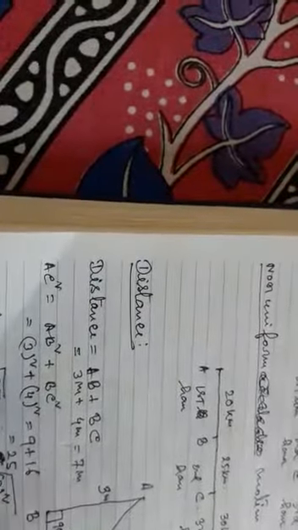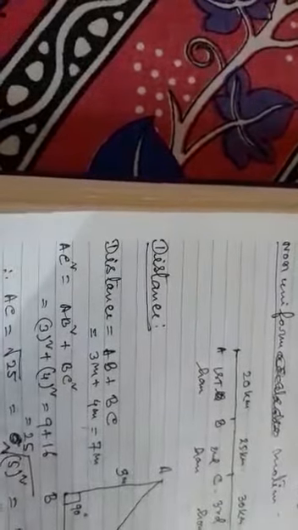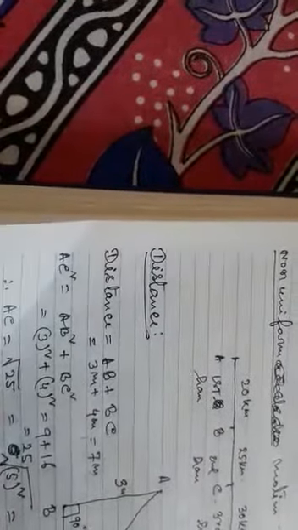Now how shall I get this AC? By applying Pythagoras theorem, AC square is equal to AB square plus BC square, we will get 5 meter. So that is the shortest distance between A and C. So that is 5 meter. So displacement is 5 meter.